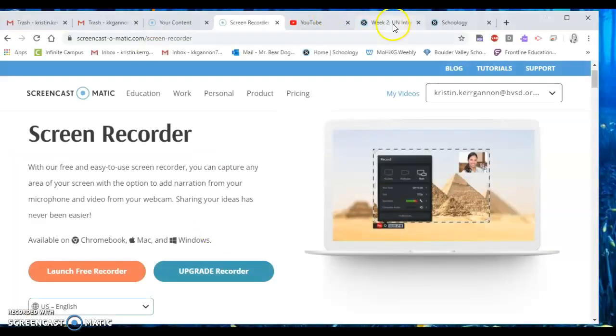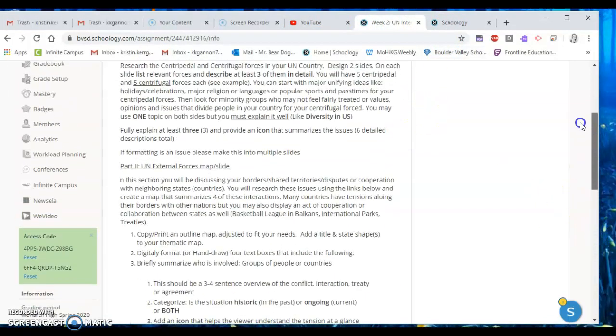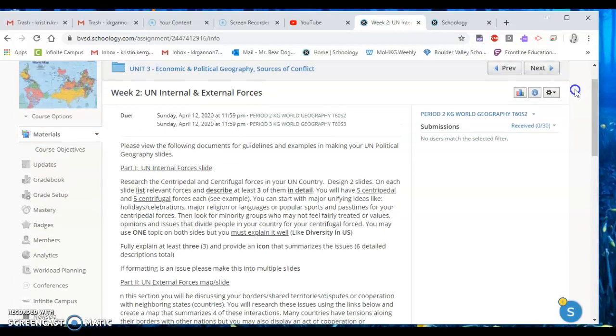We are going to go into Schoology, and this is an assignment that is called the UN internal and external forces.